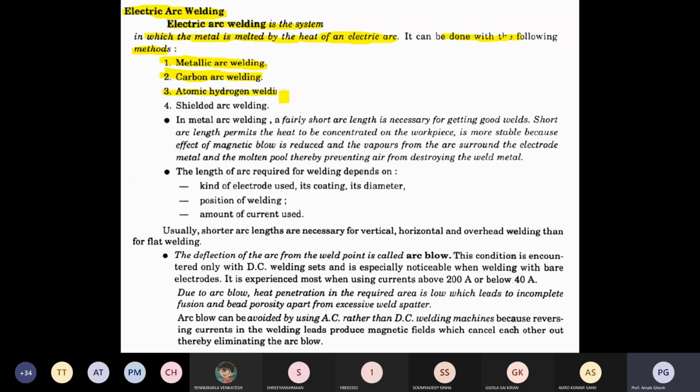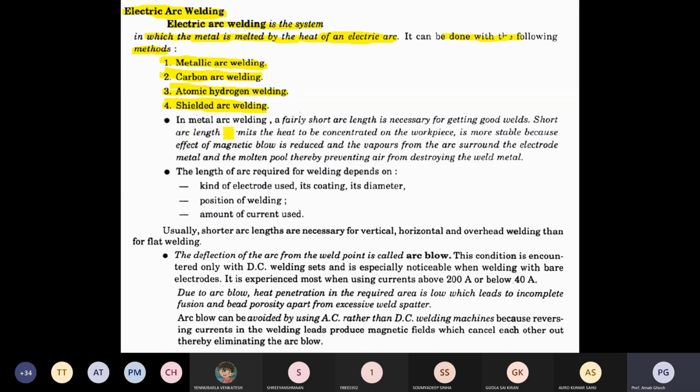The third one is atomic hydrogen welding, so you are using atomic hydrogen for this welding purpose. The last one is shielded arc welding, which again includes TIG and MIG, with different types of tungsten filament. What happens is that you use some additional coating, additional shielding, on your electrodes.